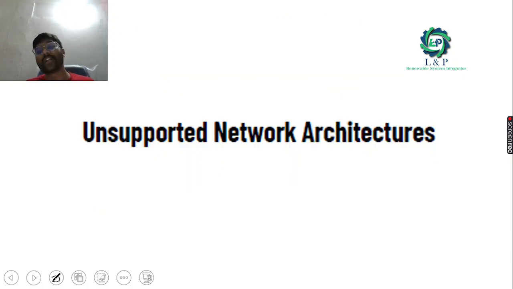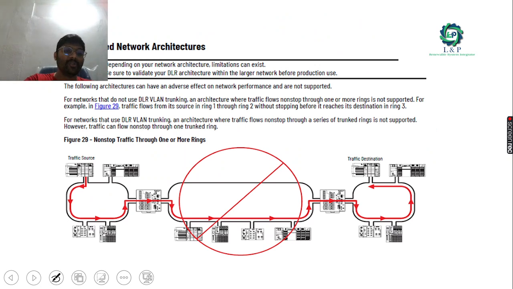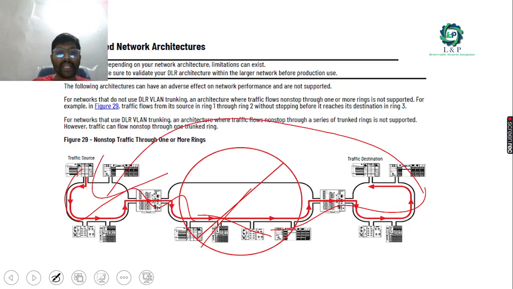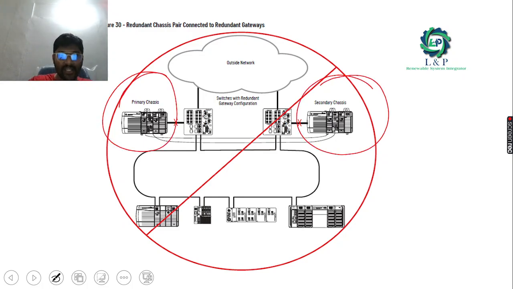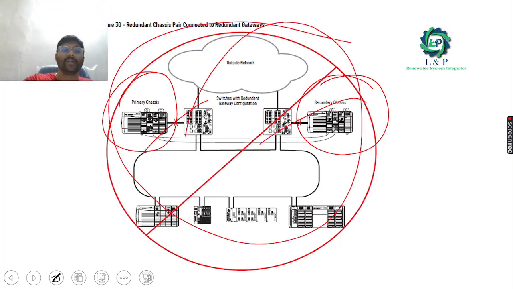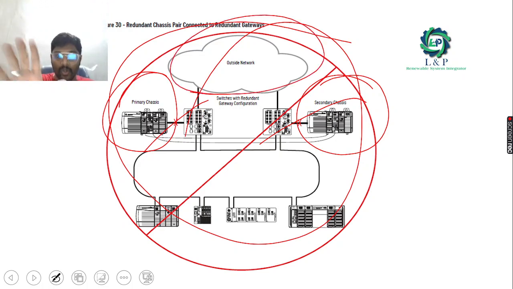So what are the unsupported networks? As you can see here, if you try to create a network like this, and if there is any problem here, it is not a loop, it is not a completed one. There will be non-stop traffic if you create a network like this. Also, when you connect your primary chassis and secondary chassis to the redundancy gateways, there will be a big problem. Please don't connect like this if you already have an outside network connection.